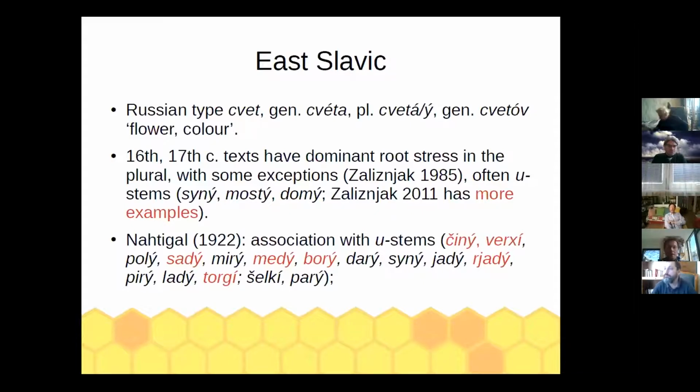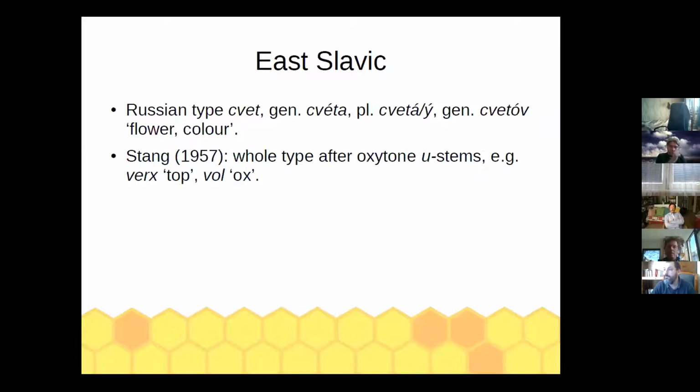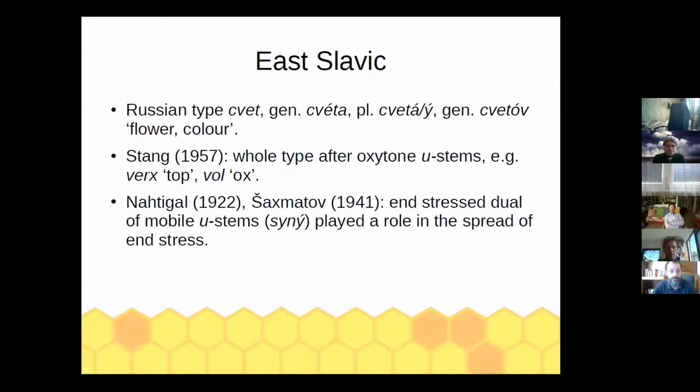So what exactly is the explanation for this? Well, there are several explanations in the literature. Stang, for example, argued that the whole type with end stress here is actually based on oxytone U-stems of the type verch and vol. This may be the case, but the problem here is that this is only a very small group of nouns. So the question is, how did that become so productive?